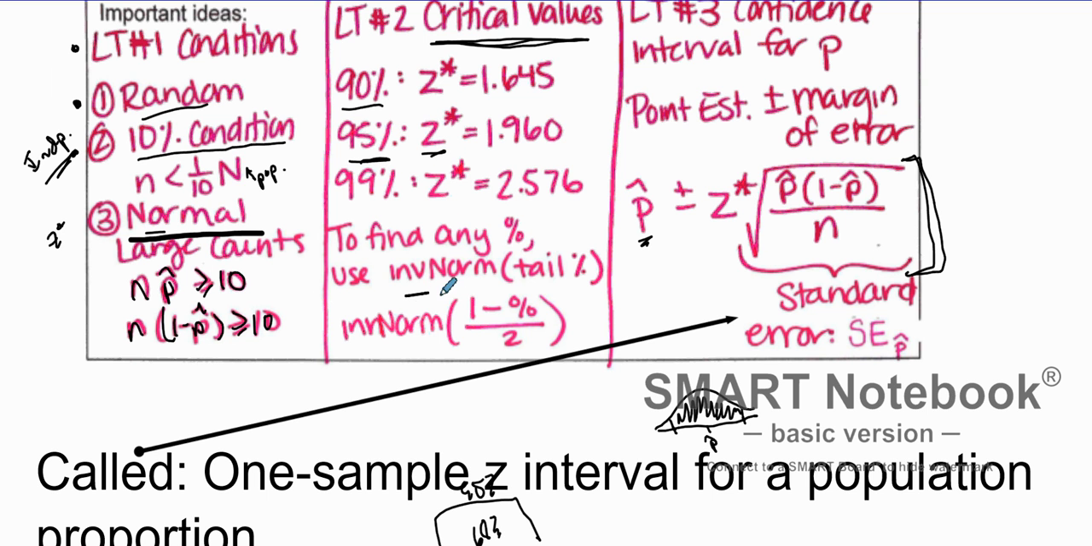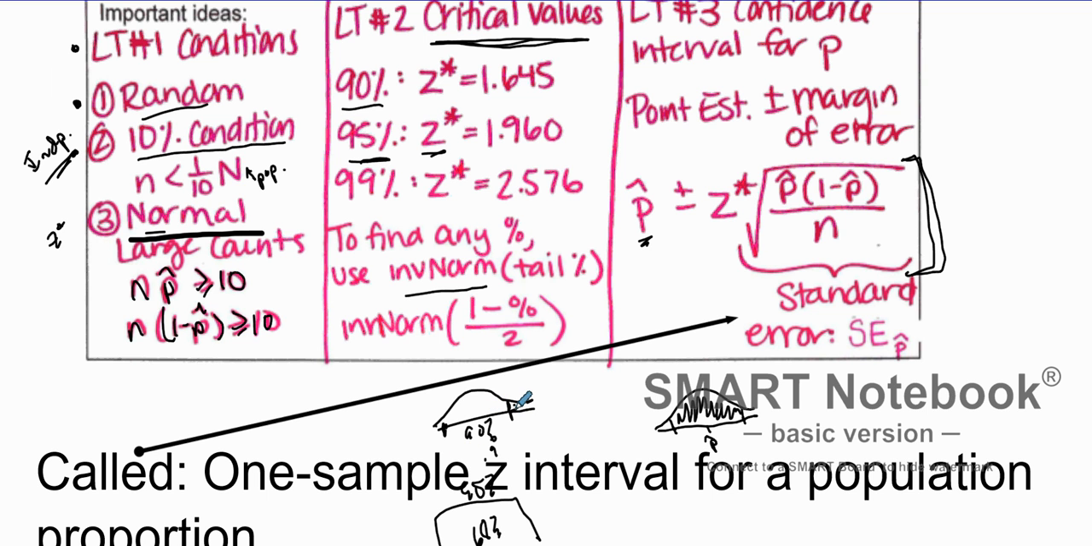We can use inverse normals to help us figure that out. If you take an inverse normal on your calculator, take 1 minus that percentage that you want, divided by 2. Because whenever you use inverse normal, for example, when you have a normal curve with, say, 90% right here, which is 0.9, we want to do the inverse normal of basically this little tiny section right there and find out what that critical value is going to be.